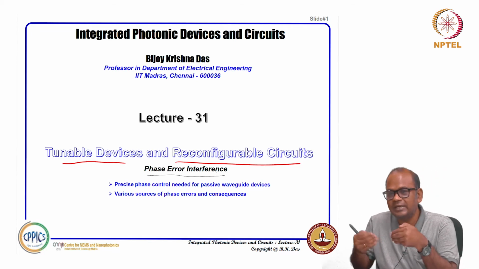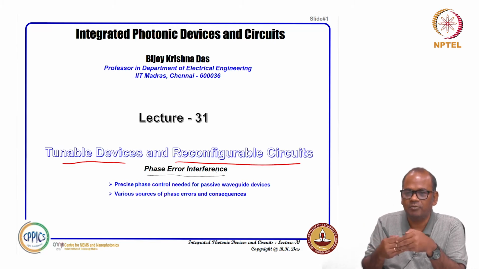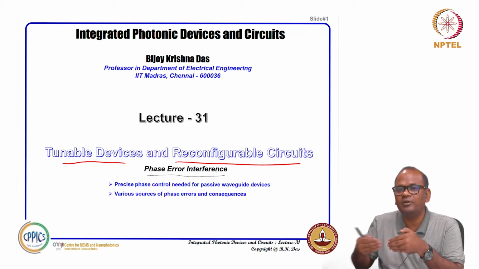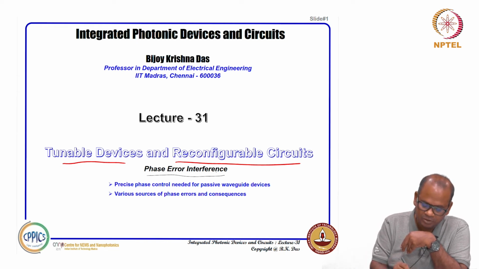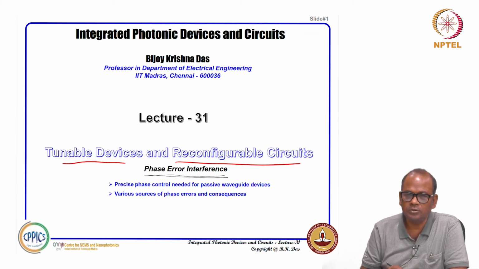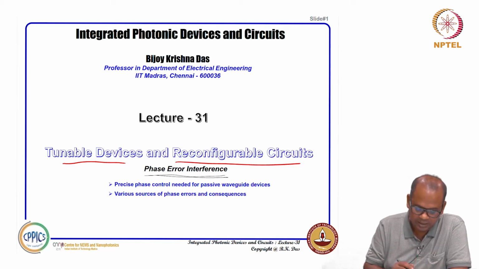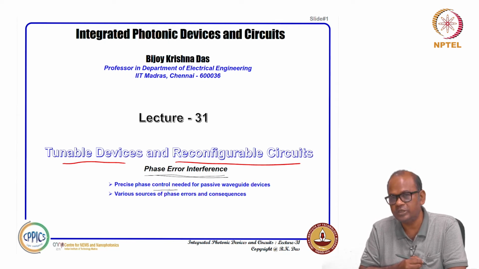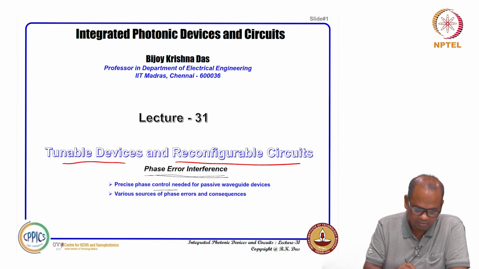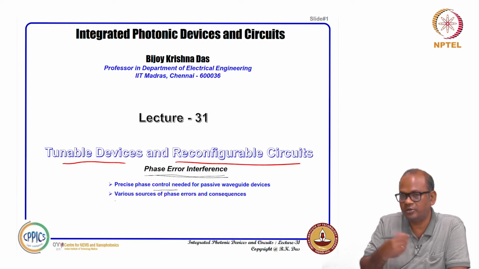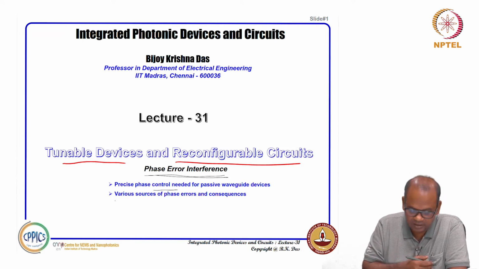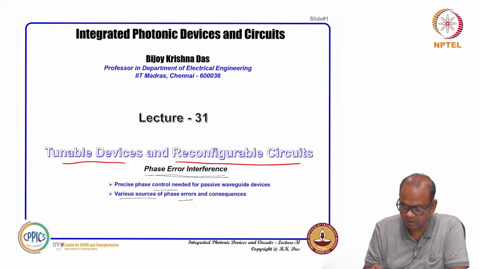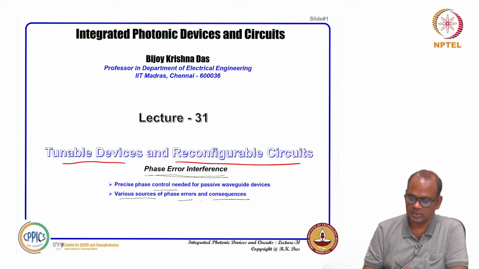That's why, if some phase error comes because of fabrication defects or fabrication related process errors, that phase error affects your device performance. That's why we gave this subtitle, phase error interference. I would like to give you some ideas, with examples, of how precise phase control is needed for any passive waveguide device to have some desired performance. After that I will explain how the different process errors, fabrication errors and wafer level dimensional errors can cause this type of phase error or dimensional error. I will touch upon various sources of phase errors, and what the consequences would be in device performance. These two things I will cover in this lecture today.